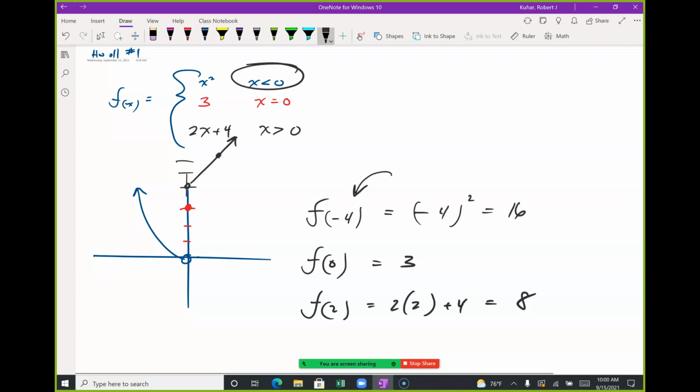When I did the graph for this one, 2x plus 4, I picked a 0, but notice it's hollow, and I picked a 1, and I got a 4 and a 6. Then I just graphed those 2 points. I graphed the 0, 4 as a hollow, and I graphed the 1, 6 as a solid, and then connected them to the right.